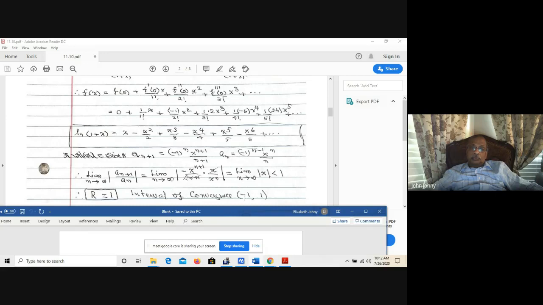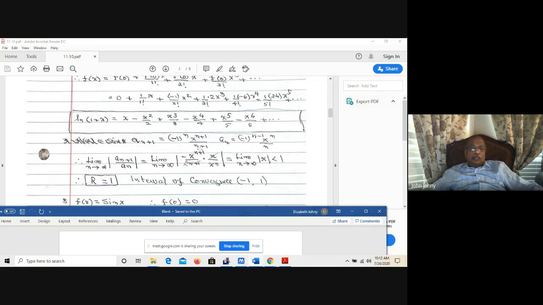It is not true when x is equal to negative 1, because when x is negative 1, it becomes 1 minus 1, which is natural log of 0, which is negative infinity. But x is equal to 1, it is natural log of 2, and that works here. Natural log of 2 is 1 minus 1 half plus 1/3 minus 1/4, etc. Anyway, this is the expansion of natural log of 1 plus x, and the interval of convergence is negative 1 to 1.